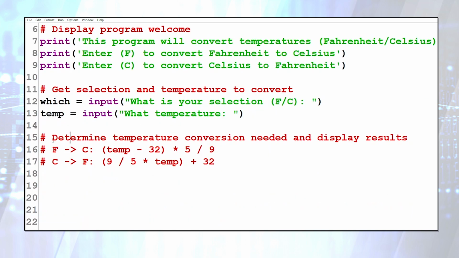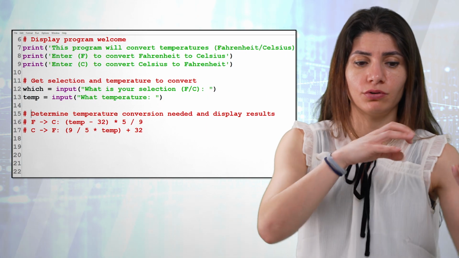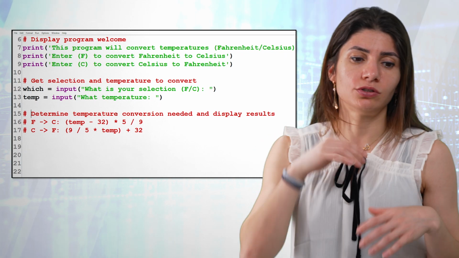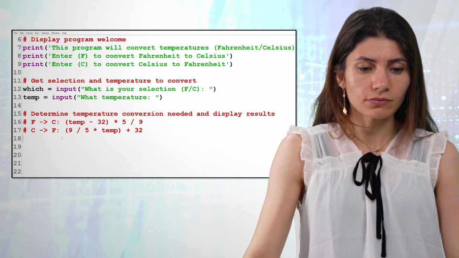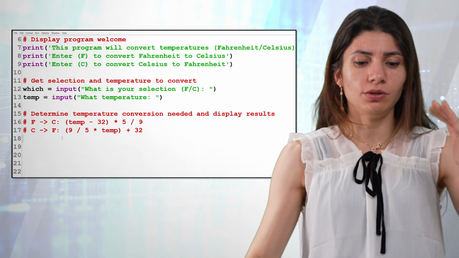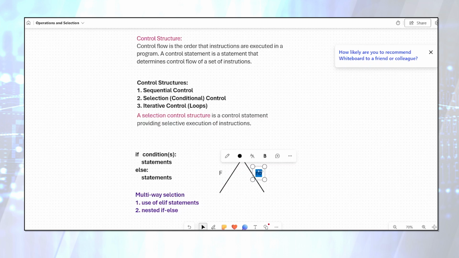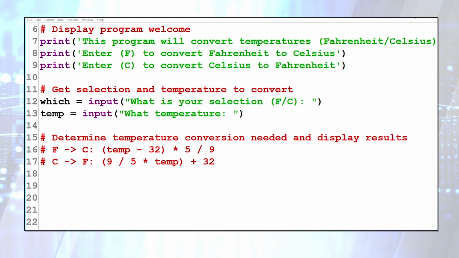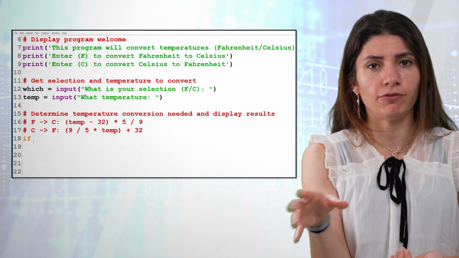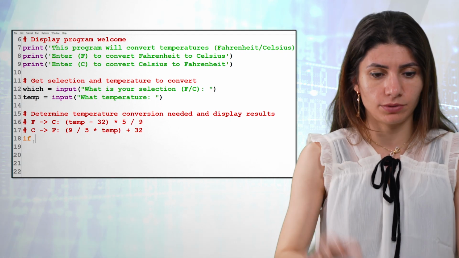The next thing that we need to do is determine the temperature conversion. We need to use either of these formulas to do that calculation. Again, there are going to be two possible paths: either they put F or they put C. If they put F, we are going to use a specific formula. If they put C, we are going to use a specific formula. Depending on that condition, we are going to pick one of these two possible paths. I'm going to start with F. Again, it doesn't matter if you want to set up your F first or your C first. It's totally up to you.